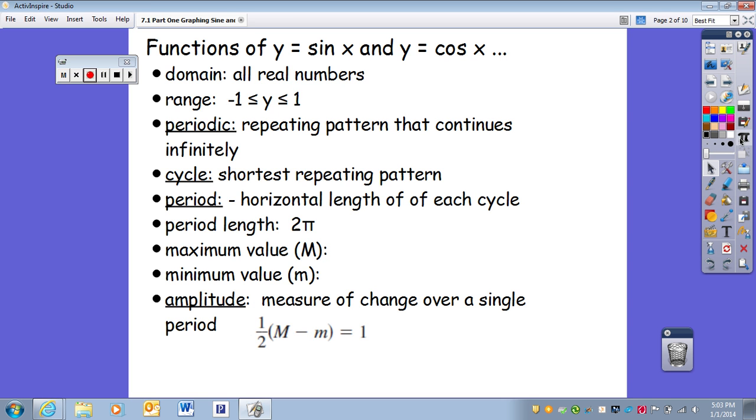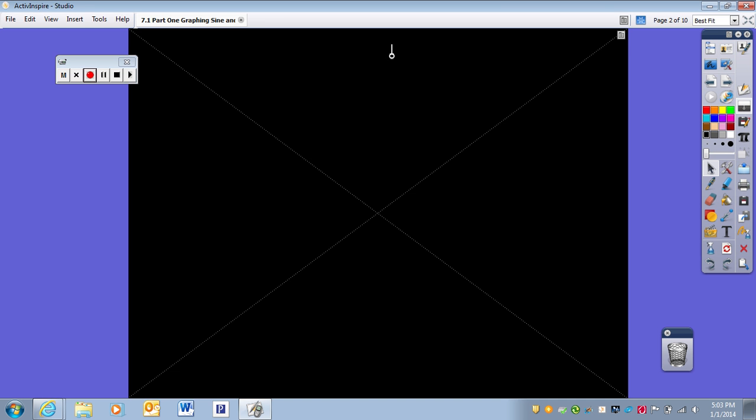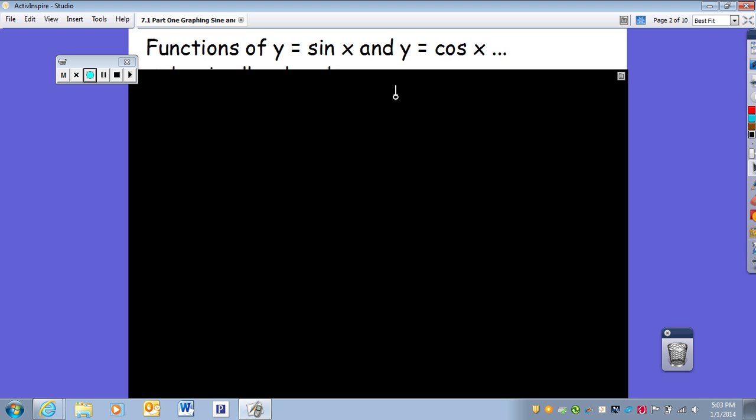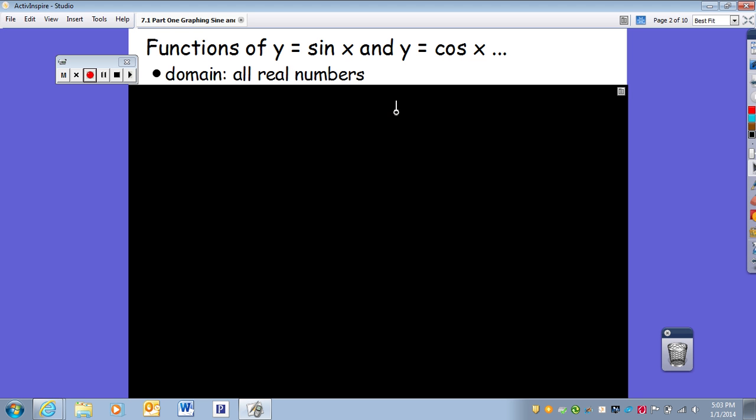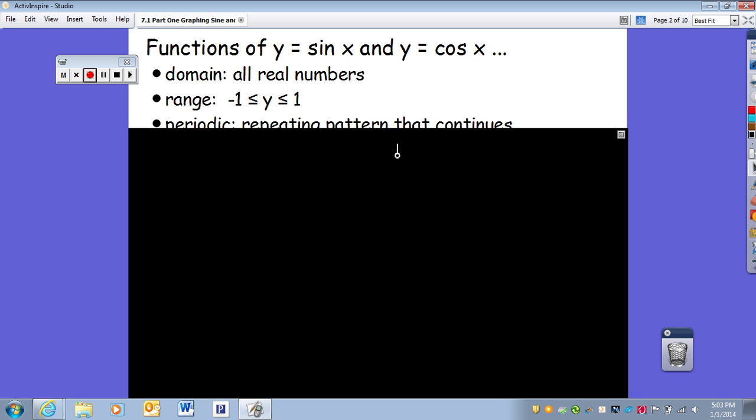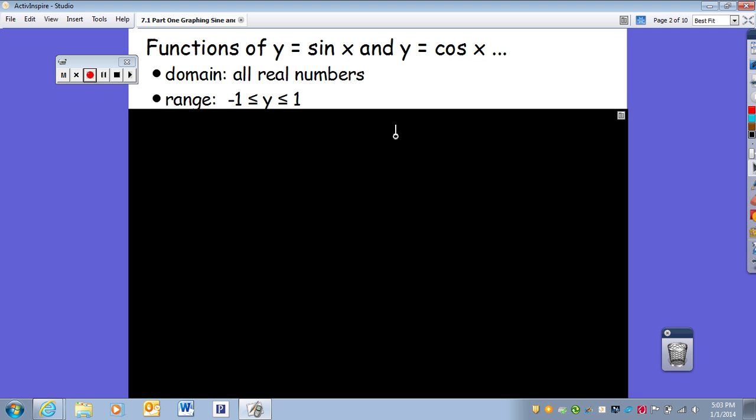So, we've worked on graphing the basic sine and cosine functions. Today we want to review some of the basic vocabulary, and then do some transformations of those basic functions. Please remember that the domain, or the x values of these functions, is all real numbers. We can go infinitely. The range, however, of sine and cosine functions goes from -1 to +1 inclusive.